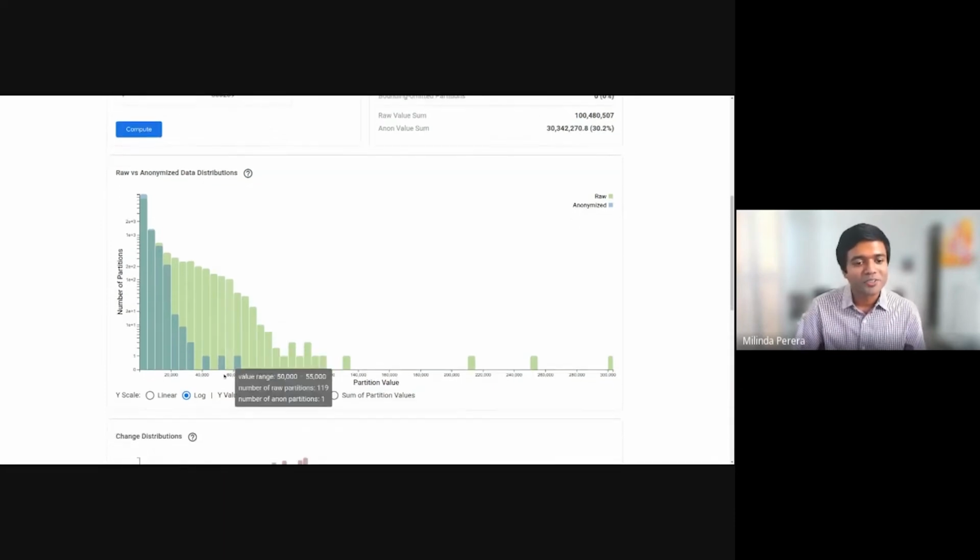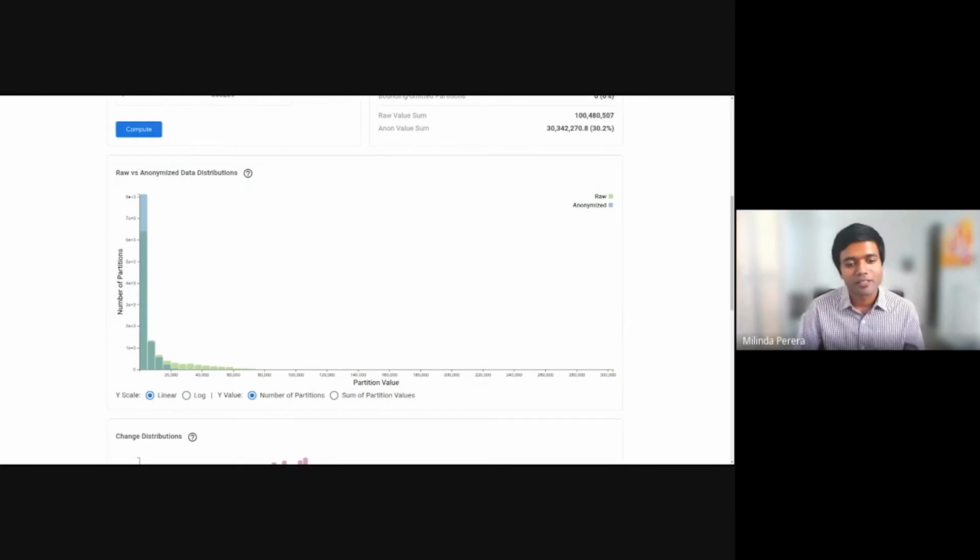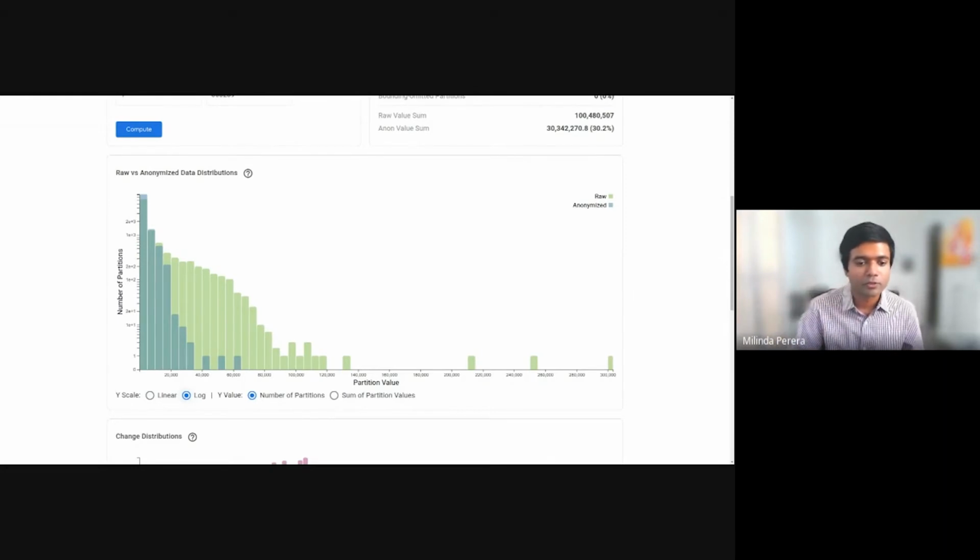Now, another thing to point out here is this graph is shown in the log scale. But in reality, it's more like a long tail distribution. But looking at the log scale helps you emphasize the difference. It's good for detailed analysis.